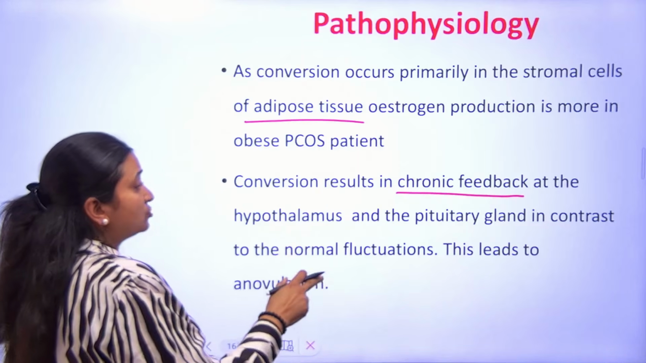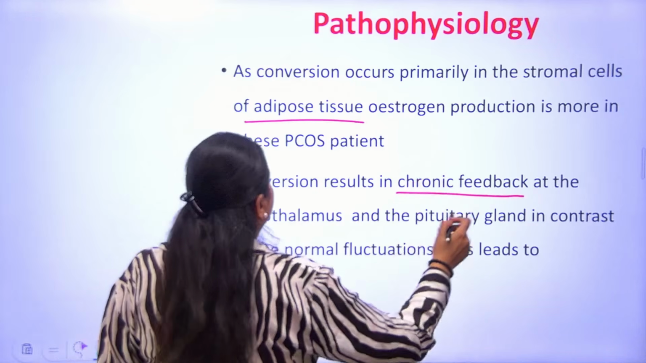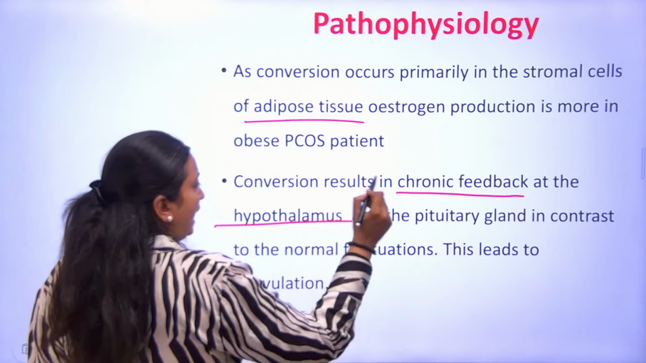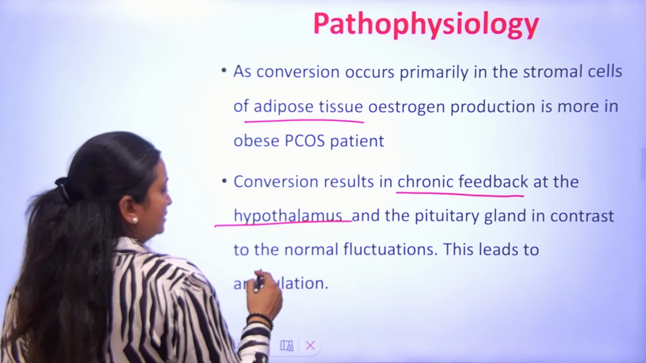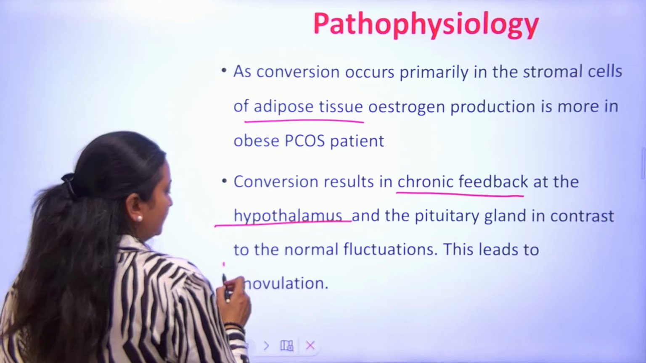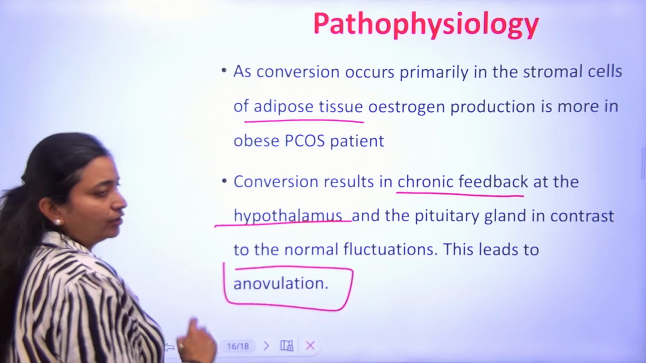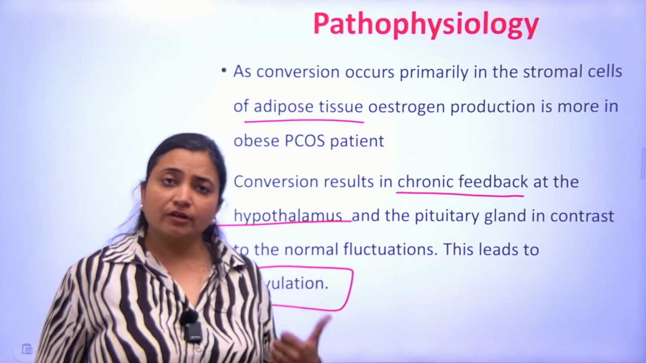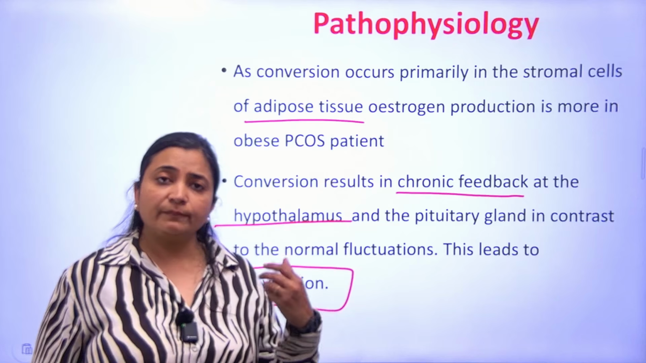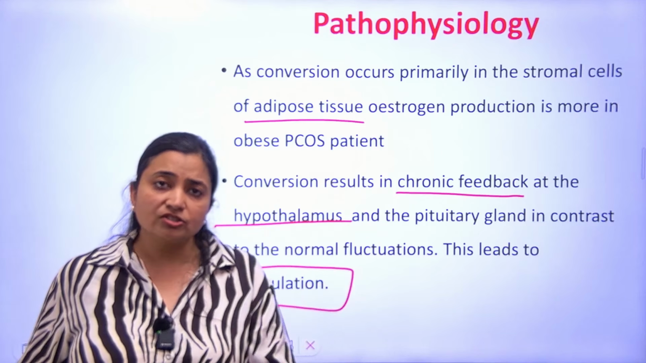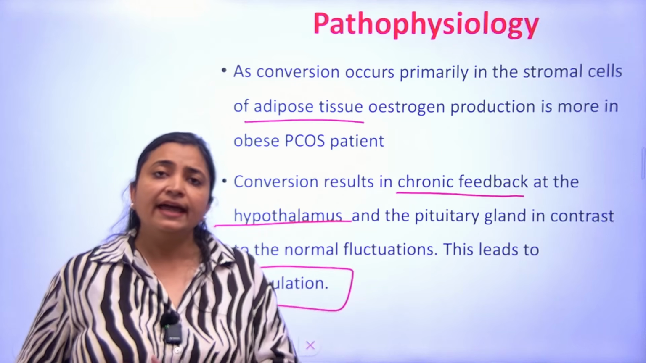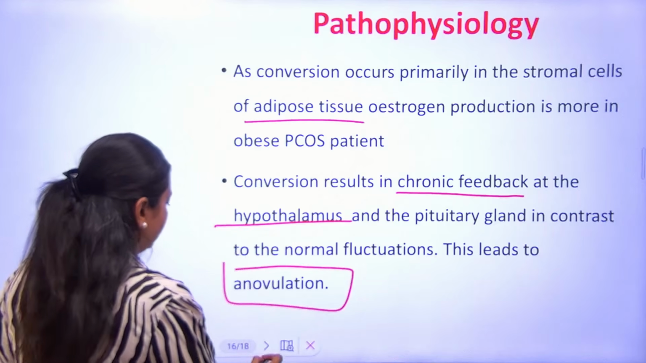But that estrone causes a chronic feedback at the hypothalamus and the pituitary in contrast to the normal fluctuations, and this leads to a stage of anovulation. Earlier there was follicular atresia and now the feedback changes because of the presence of estrone in the obese PCOS patient and there is anovulation.